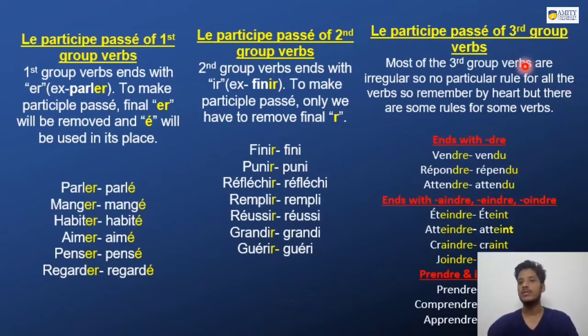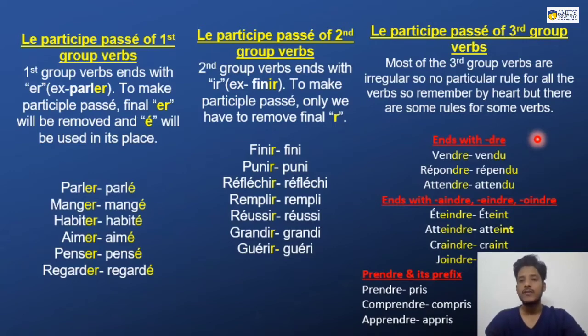So now, the participe passé of third group verbs. How to understand the verb is from the third group? The verb that ends with ir or re. Ir or re, that is from the third group. Most of the third group verbs are irregular.